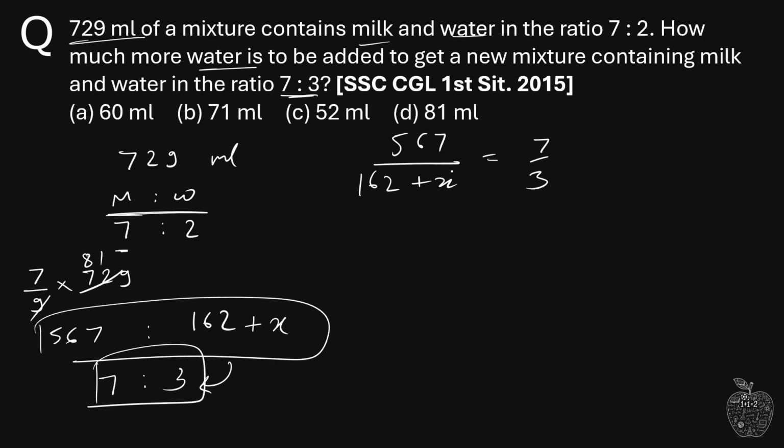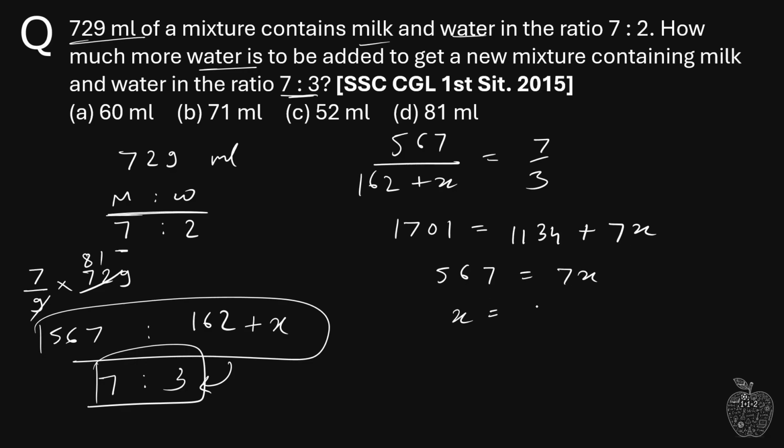Now we have an equation here. Let's solve this. This 3 will go on the left hand side and get multiplied with this. So 567 into 3 will give me 1701 is equal to this 162 plus X, which will go on the right hand side and get multiplied with 7. So I get 162 into 7 will give me 1134 plus 7 into X, 7X. Now 1701 minus 1134 will give me 567 is equal to 7X.